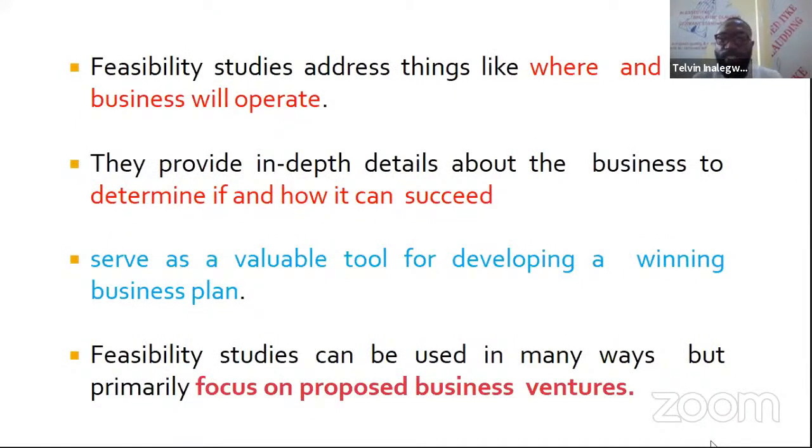Feasibility studies address things like where and how the business will operate. When you conduct your feasibility study, it will help you to know where and how your business will operate. Because location and the processes of a business is a major factor that affects how businesses run. And we have looked at feasibility study as an analysis of the viability of a business. So for you to know if your business is viable, your feasibility study will address where this business will operate and how the business will operate.